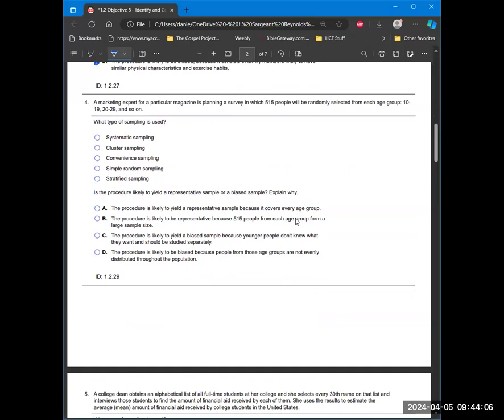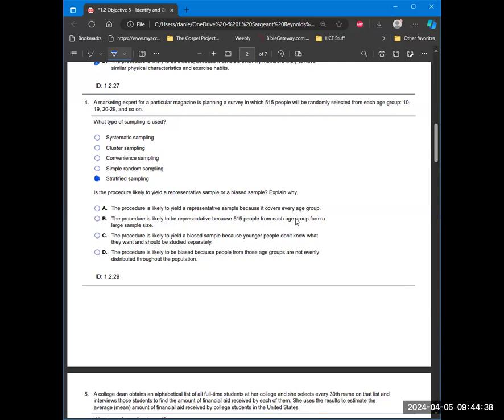A marketing expert for a particular magazine is planning a survey in which 515 people will be randomly selected from each age group, 10 to 19, 20 to 29, and so on. And you see these groups that are split into lower boundary and upper boundary. This is stratified sampling here, because we've cut them into strata there.